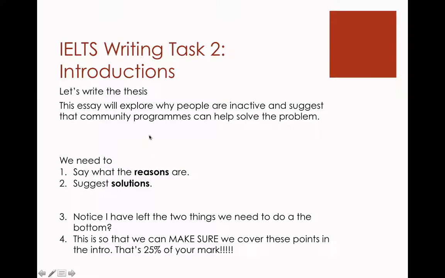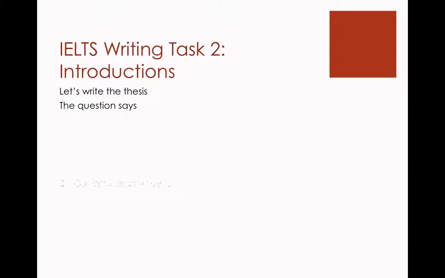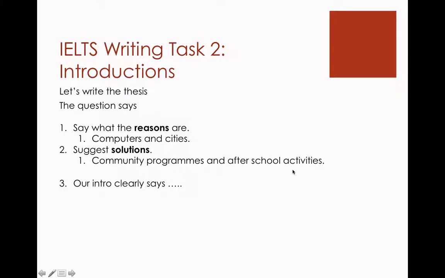So one thing I noticed, you'll see here, I have one solution, but actually the question asks for solutions with an S. That means I need two of them, and I don't have two of them. But I noticed it later, and I added it in, so you'll see. So the question says, say what the reasons are, suggest the solutions, and our intro says reasons are computers and cities, and community programs, and I added after-school activities to the solutions. So now we have two solutions, two reasons and two solutions, two paragraphs, paragraph 1, paragraph 2.